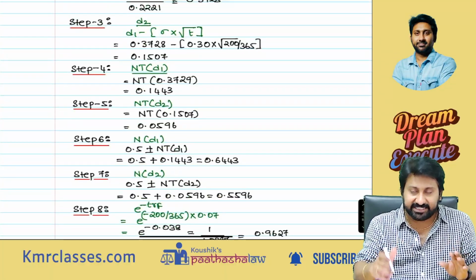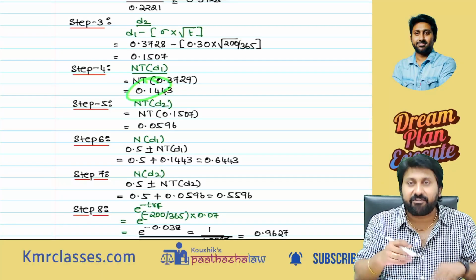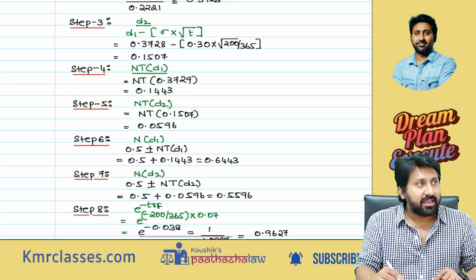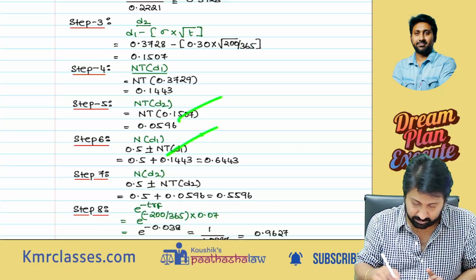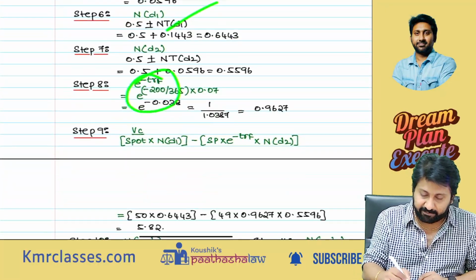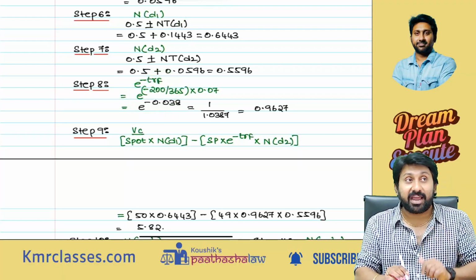From here, everything is easy again. NT-D1 already came, now 0.5 plus or minus. Sir, plus or minus: if the NT-D1 value is negative, then minus; otherwise plus. Next, e power minus TRF.